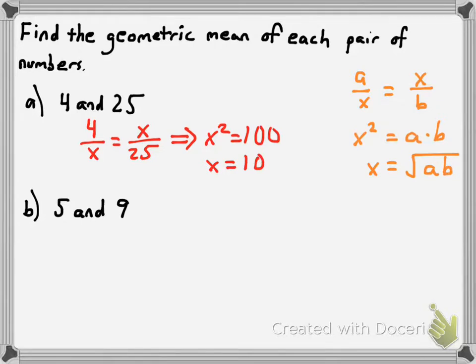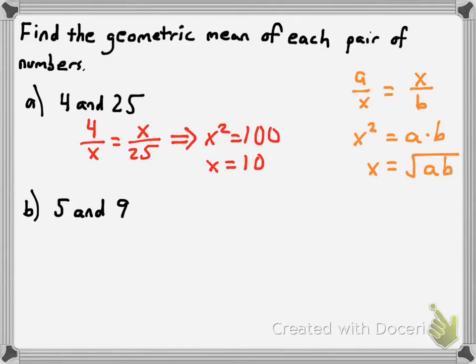So, you know how you add two numbers up and divide by 2 to find the arithmetic mean? Well, it turns out that to find the geometric mean of two numbers, you always multiply those numbers together and then take the square root of their product. For instance, here 4 times 25 is 100. Square root of 100 is 10, right?